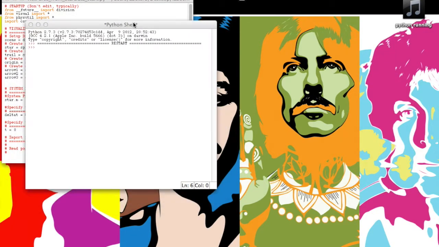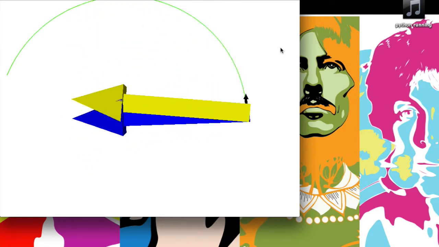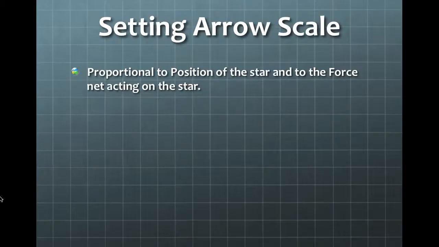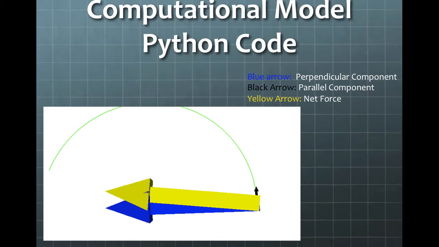Running the Python model, we are able to see the motion of the star orbiting the black hole, with the yellow arrow representing the net force, a blue arrow representing the perpendicular component of the force, and the black arrow representing the parallel component of such force.